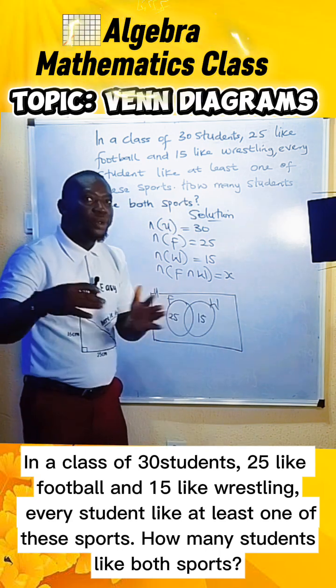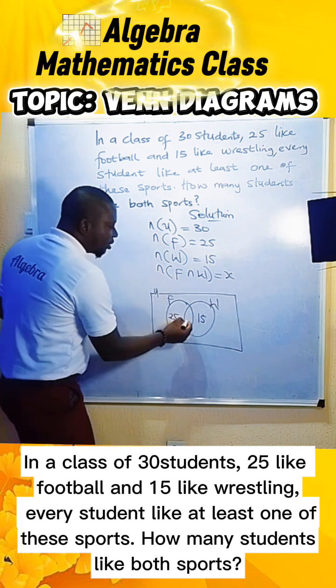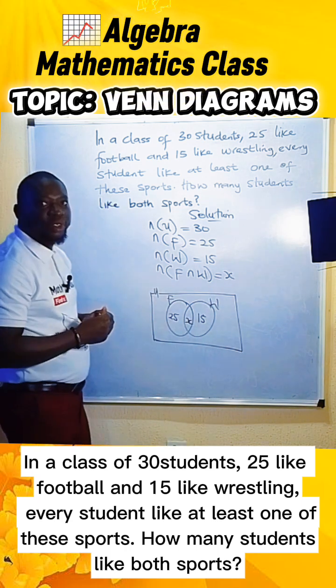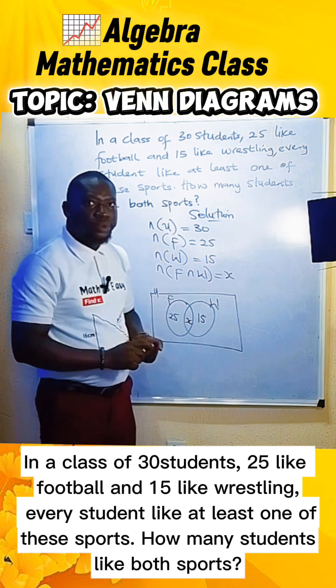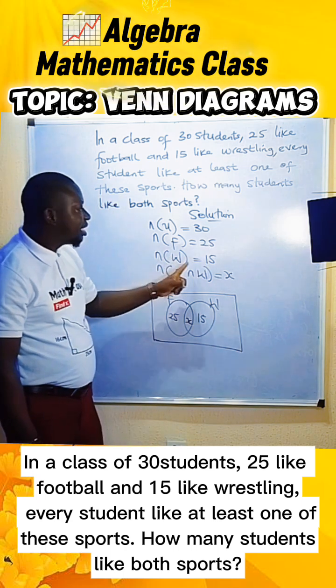Those that like football, they also like wrestling. We represent them as X. So my X will be here. Okay, now this is what I'm going to do. Now you will notice that football is 25, wrestling is 15.